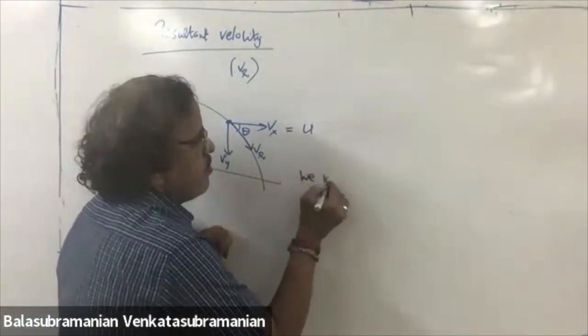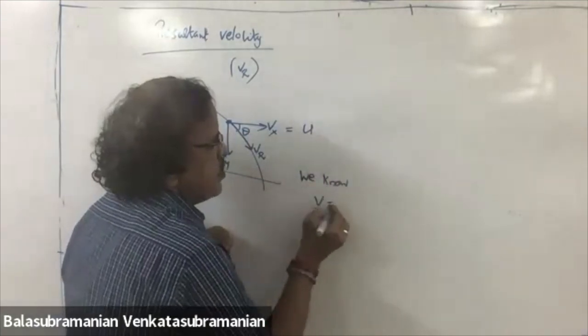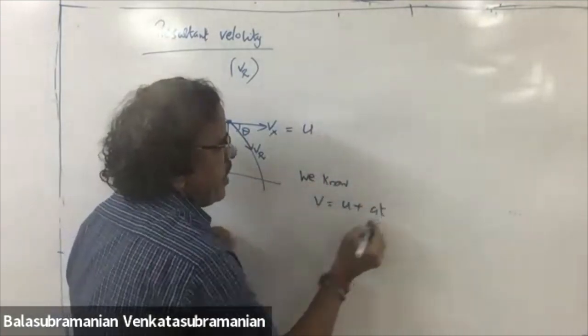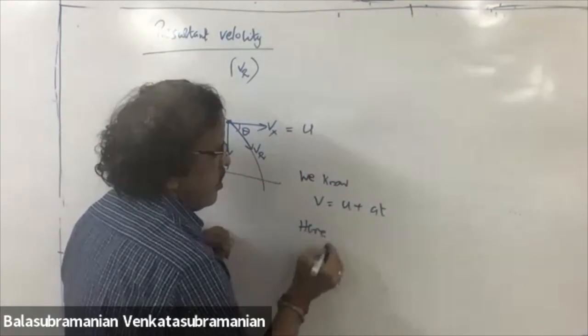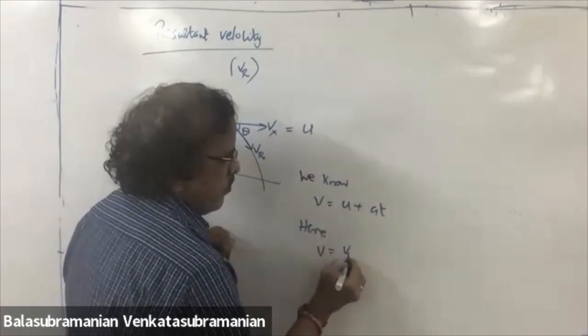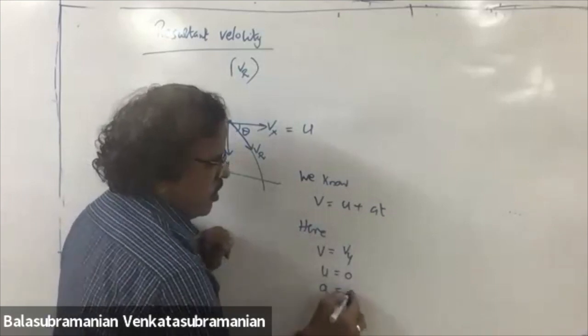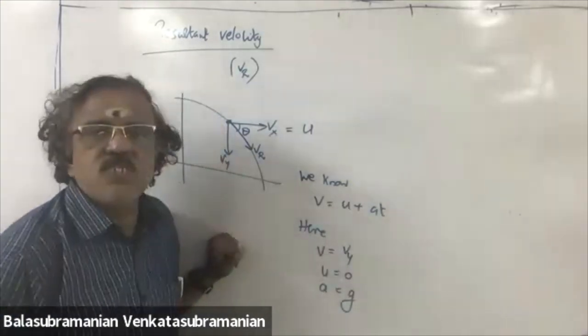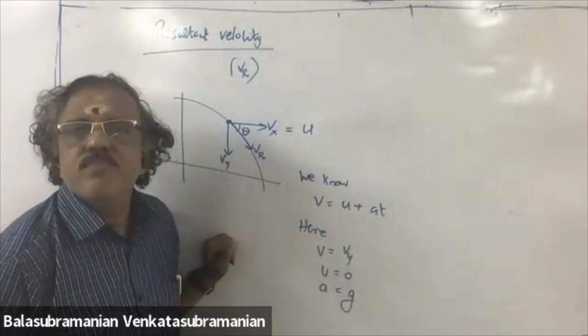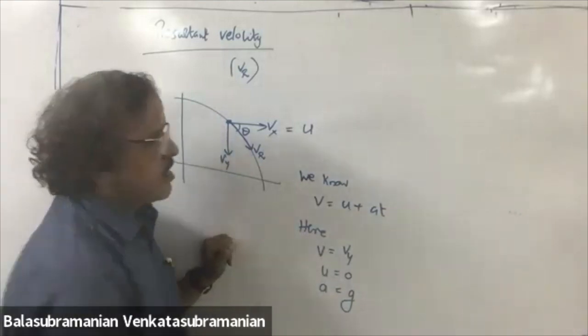We know v is equal to u plus at. Here v is equal to vy, u is equal to 0, a is equal to g. Substitute.